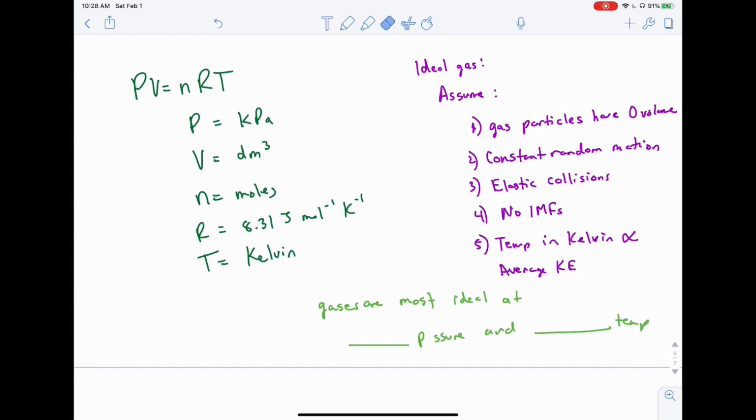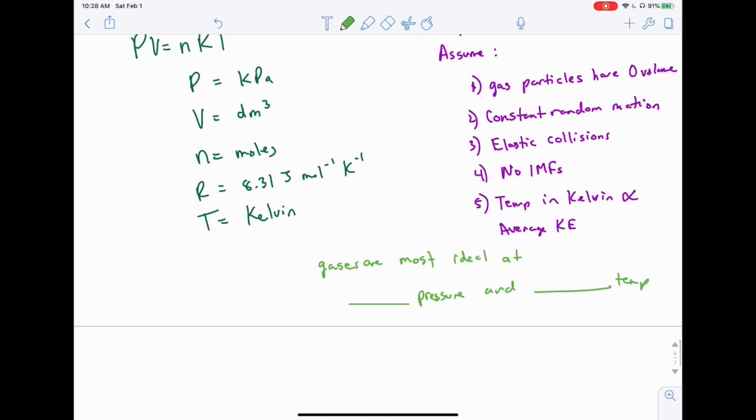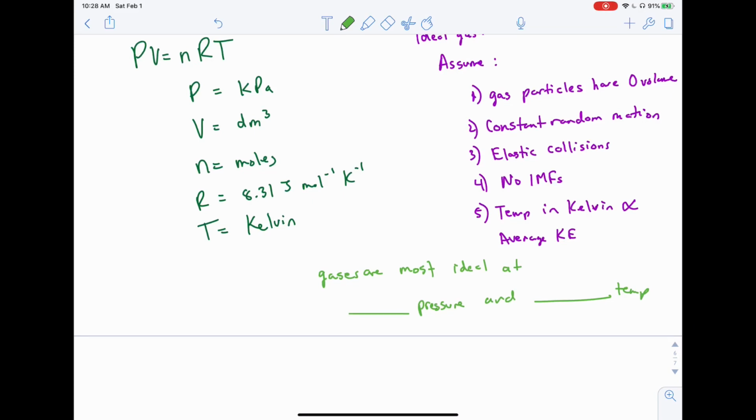So, having said those statements, those assumptions for ideal gas laws, when are real gases the most ideal? At what kind of pressures and what kind of temperatures would gases most likely meet all of these considerations as best as possible? Not a specific value, general value, low and high. So gases are most ideal at what type of pressure and what type of temperature? What kind of pressure would you want?